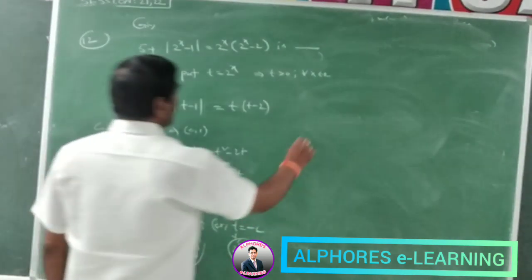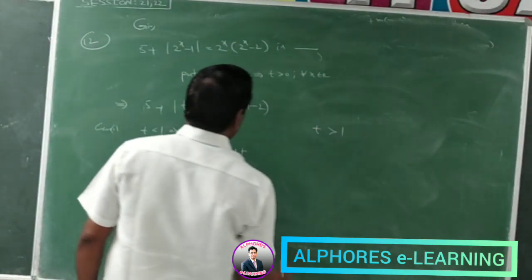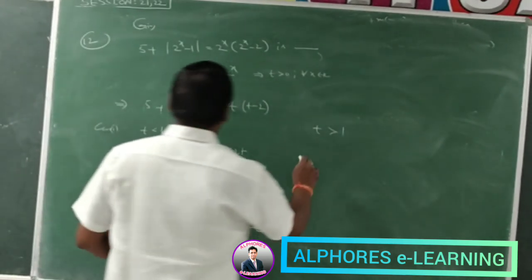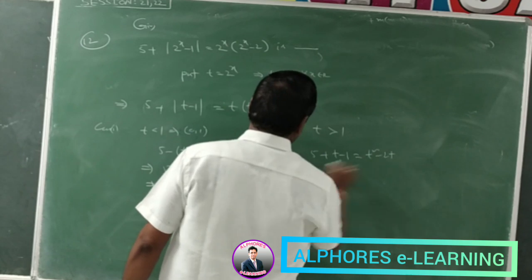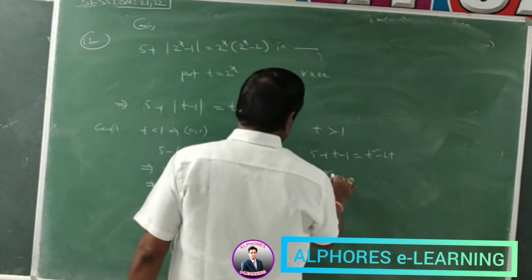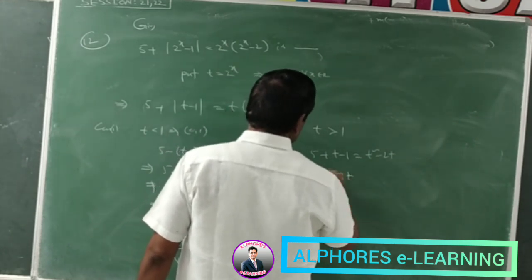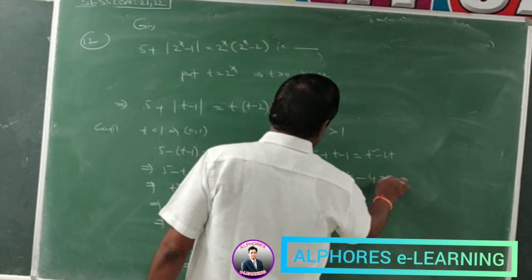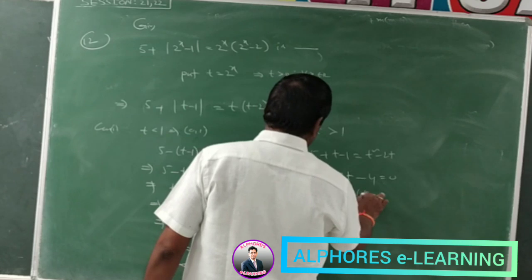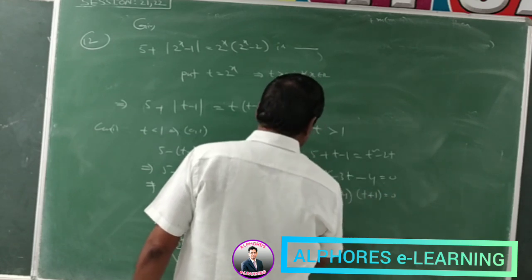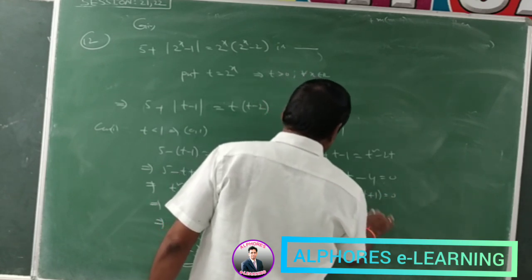Next, case 2. Suppose t greater than 1. t greater than 1 means it is positive. It can be reduced into 5 plus t minus 1 is equal to t square minus 2t. That means t square minus 3t minus 4 is equal to 0. That means (t minus 4)(t plus 1) is equal to 0. t is equal to 4 or t is equal to minus 1.